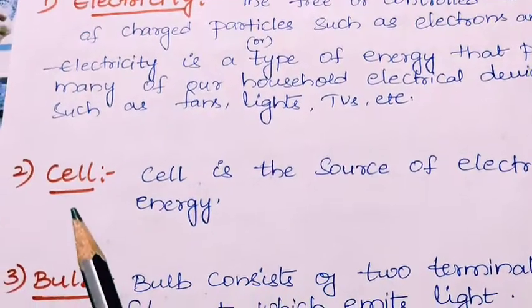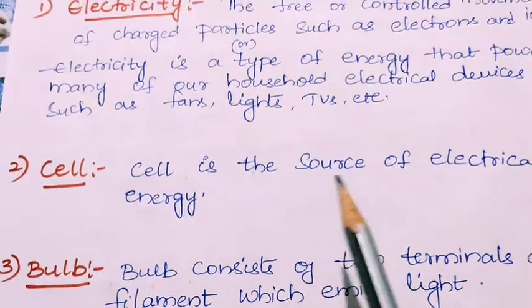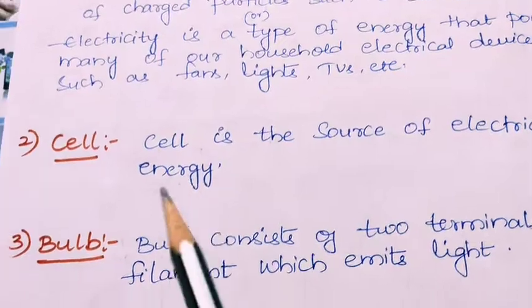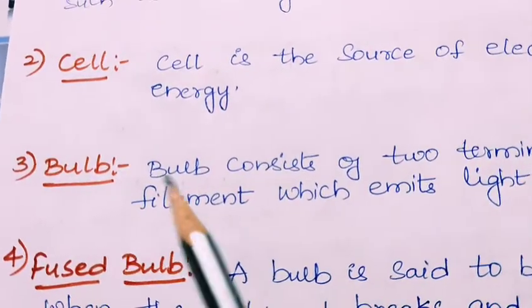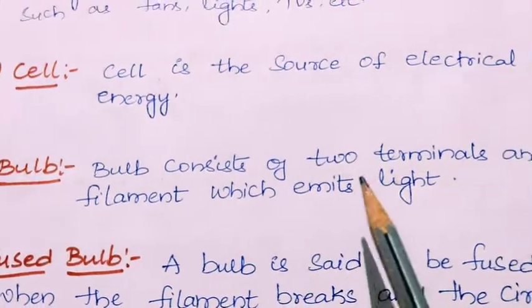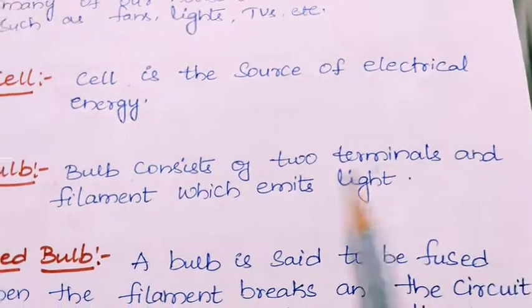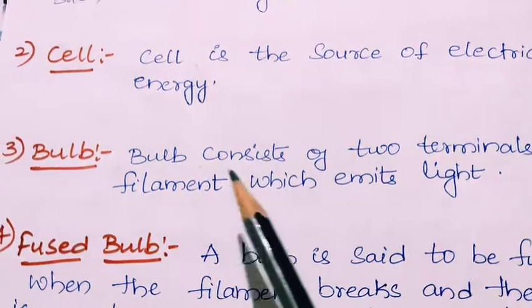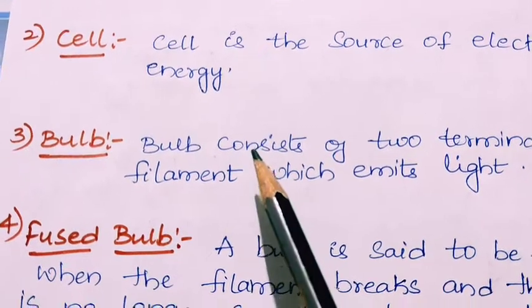Next one, cell. Cell is the source of electrical energy. Next one, bulb. A bulb consists of two terminals and a filament which emits light. So it will be in a glass chamber.